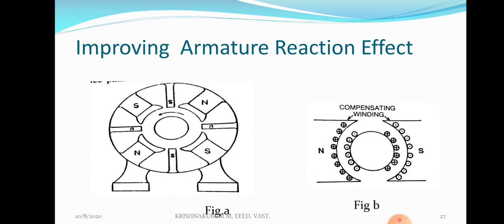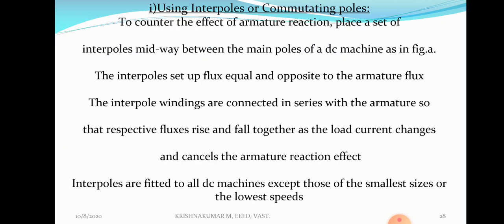Even though armature flux is there, at the same time the same amount of flux in the opposite direction can be produced by the compensating winding. They are cancelling each other, so there is no effect of armature flux. Only main flux is there. By using this arrangement, we can reduce the effect of armature reaction to a certain extent, but the main disadvantage of this method is that it is a very costly method.